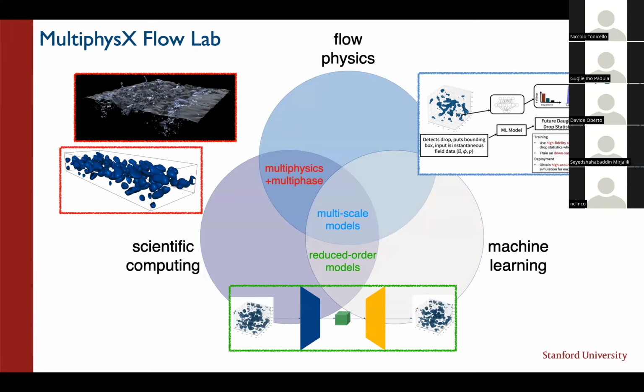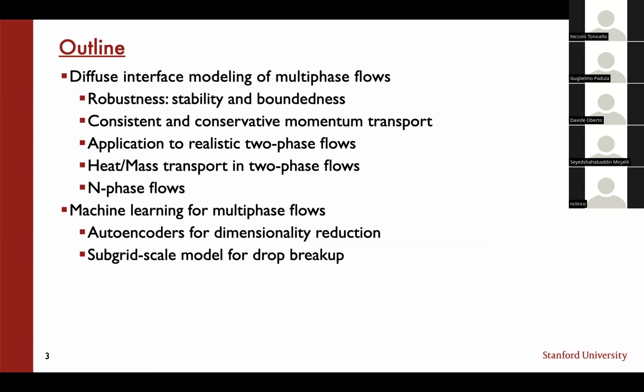And last but not least, of course, reduced order models. We do all these simulations, we try our best to do things fast here, but the reality is for any sort of digital twin optimization design problem, we need reduced order models. So this is always going to be of interest to our group as well. And I'll give a detailed presentation of this part towards the end of the talk. So we'll start with basically modeling the direct numerical simulation of multiphase flows with the diffuse interface method. And then towards the end, I'll switch to machine learning for multiphase flows.